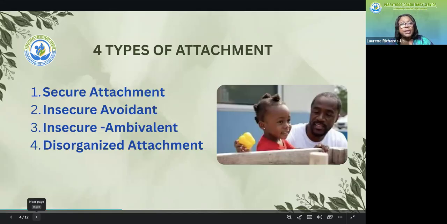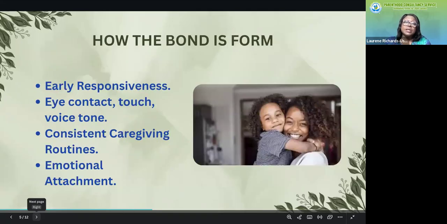So I want to encourage you here, parent, if you have unresolved traumas and any sort of abuse in your past, in your childhood, to get it resolved so you're able to have a better bonding with your child or your children. Okay, how the bond is formed.